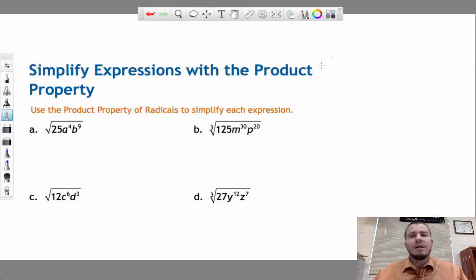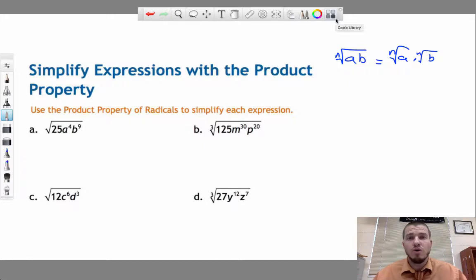The method a lot of times they'll use is the rule that the square root of a times b, or the nth root of a times b, can be written as the nth root of a times the nth root of b, where you have to find a perfect root that goes into the number, just like with a square root. When we had, say, the square root of 8, it becomes the square root of 4 times the square root of 2, and then the square root of 4 is 2, times the square root of 2.